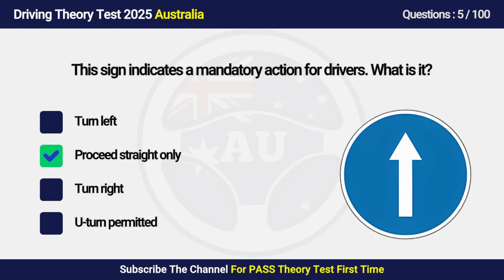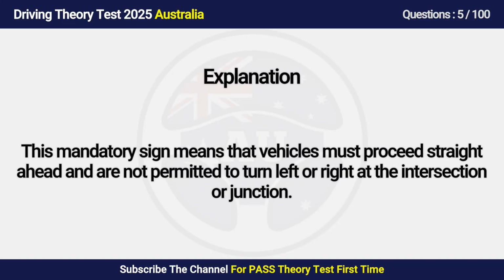Answer is B. Proceed straight only. This mandatory sign means that vehicles must proceed straight ahead and are not permitted to turn left or right at the intersection or junction.